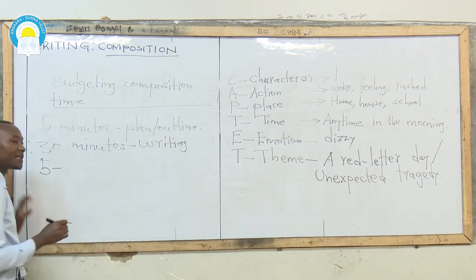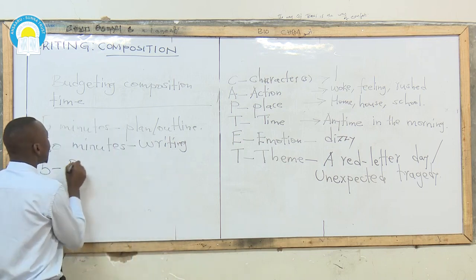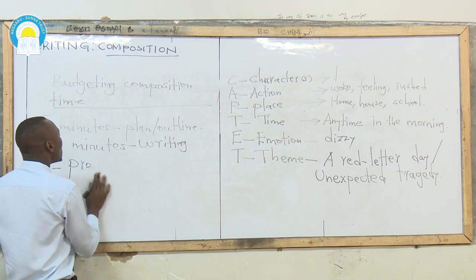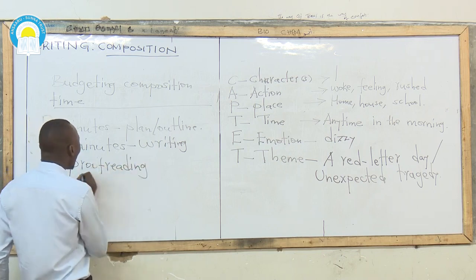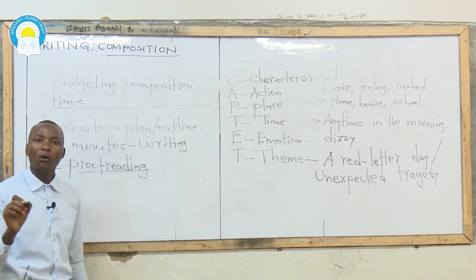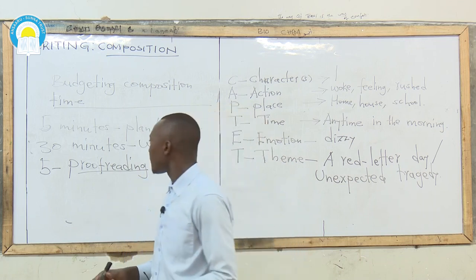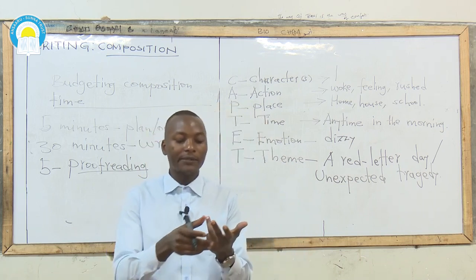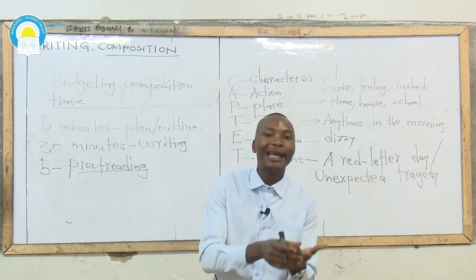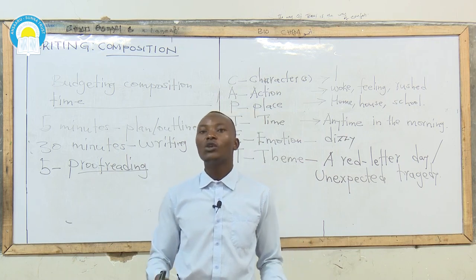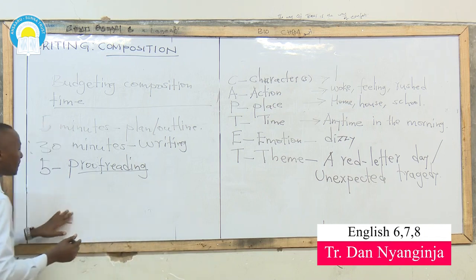Now, the 5 minutes left are for what is called proofreading. Take the last 5 minutes for proofreading. Why should the learner proofread his or her work? Number 1 is to correct spelling mistakes. Number 2 is to correct repeated words. Number 3, to correct omitted words. Then number 4, to check on some punctuation. So, the importance of proofreading.